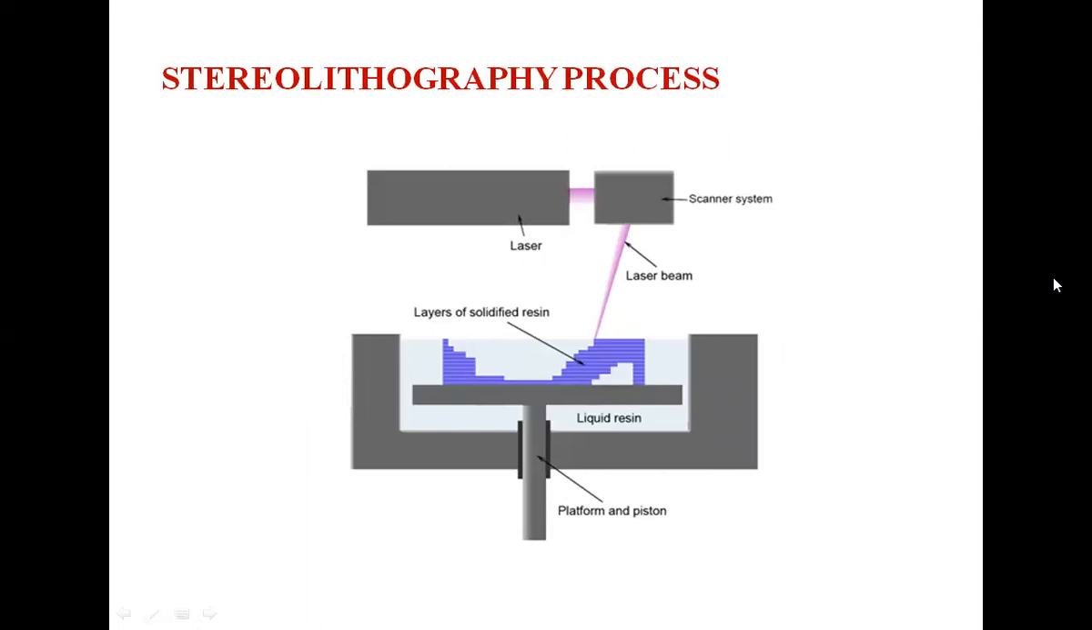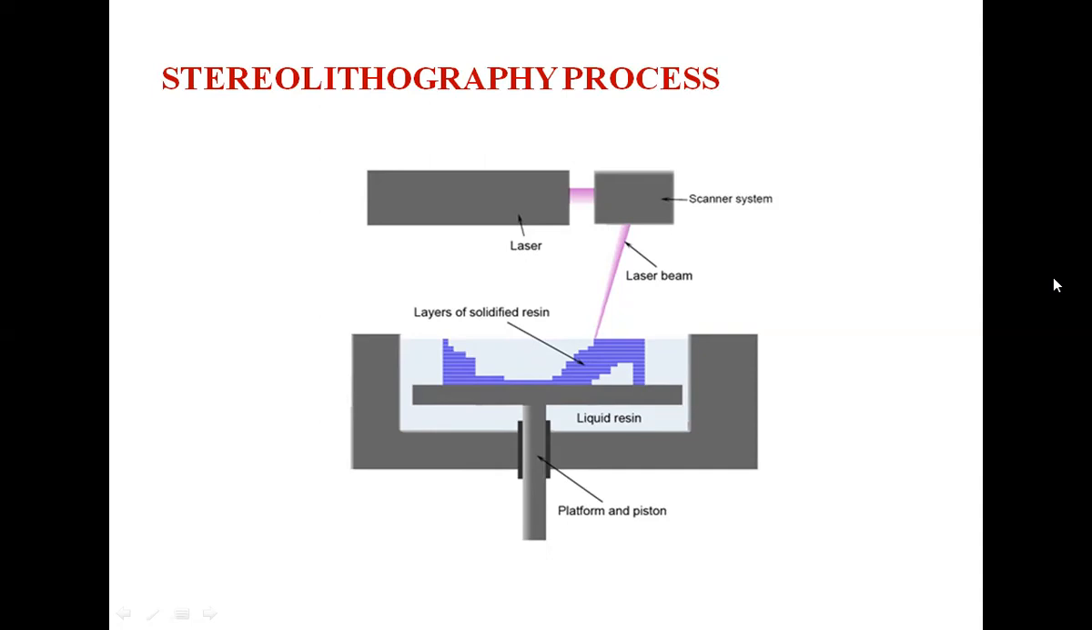Next is the stereolithography process. This figure represents the stereolithography process. The process consists of laser light, laser beam, scanner system, layers of solidified resin, liquid resin, platform and piston.